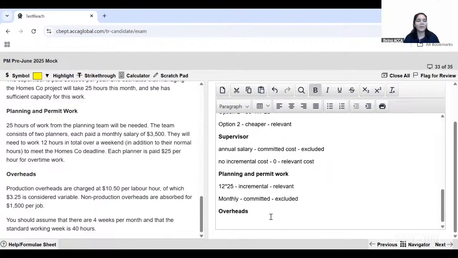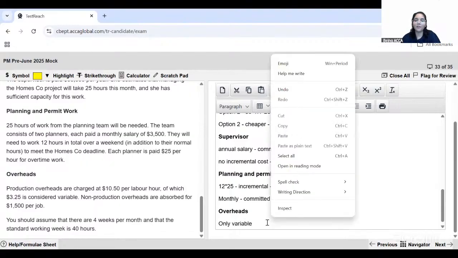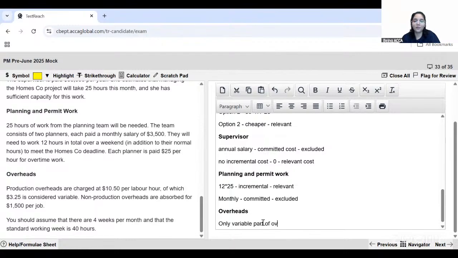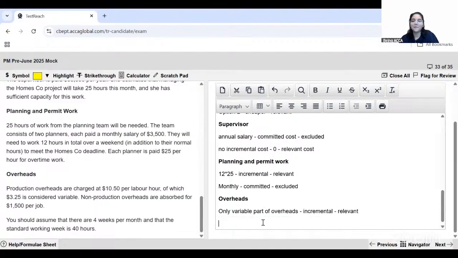And last, we talk about the overheads. So as far as the overheads are concerned, we are only considering the variable part of it to be incremental. Only the variable part of overheads is considered to be incremental. So we consider that to be relevant. The fixed part is, you can say, in a way, a committed cost. Hence, it is going to be marked as irrelevant and we will exclude it from our calculations.